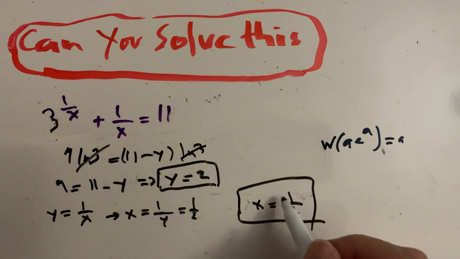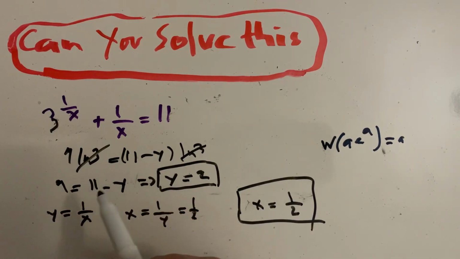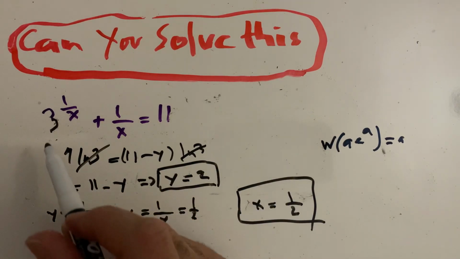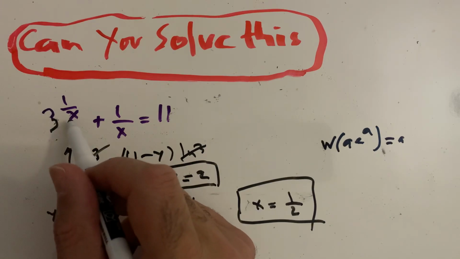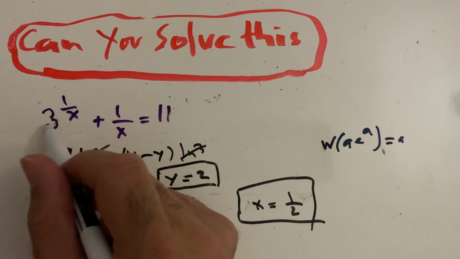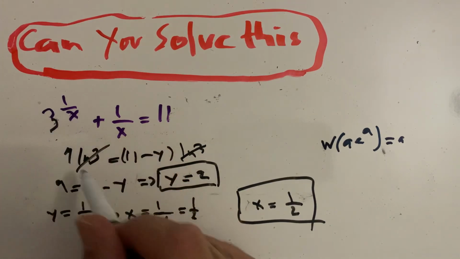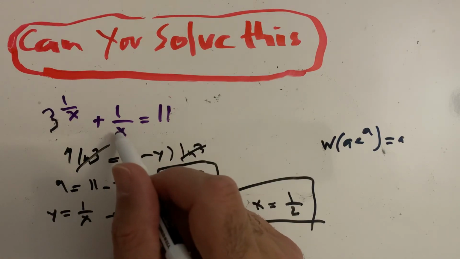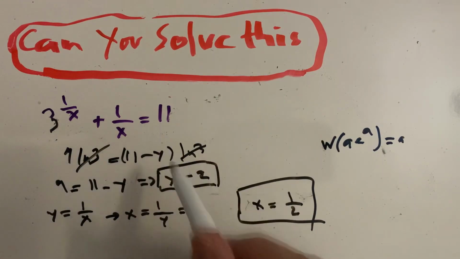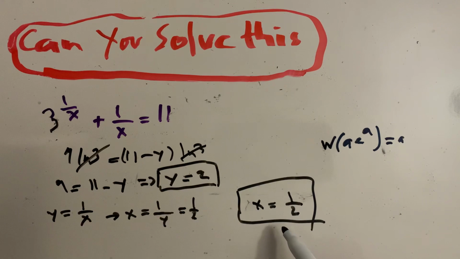So x equals 1/2 is the solution to the equation we had initially. And it's very easy to replace it here and check that it's indeed the solution, because if you replace x by 1/2, this is going to be 3 to the power 2, which is 9, and then 1 over 1/2 is 2, 9 plus 2 is 11, so x equals 1/2 is indeed the solution of this equation.